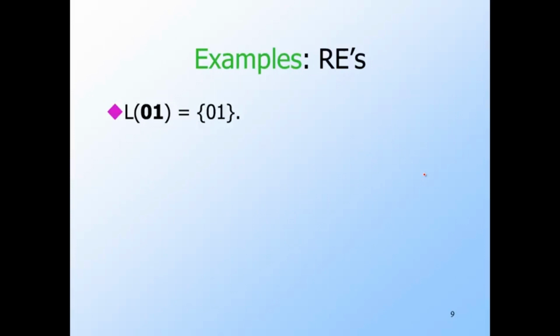For example, the regular expression 01 represents the concatenation of the language consisting of one string, which is 0, and the language consisting of one string 1. The result is the language containing the one string 01. In general, any string of symbols as a regular expression represents the language that contains only that one string. The language of expression 01 plus 0, that's this, is the union of the language containing only the string 01 and the language containing only the string 0.